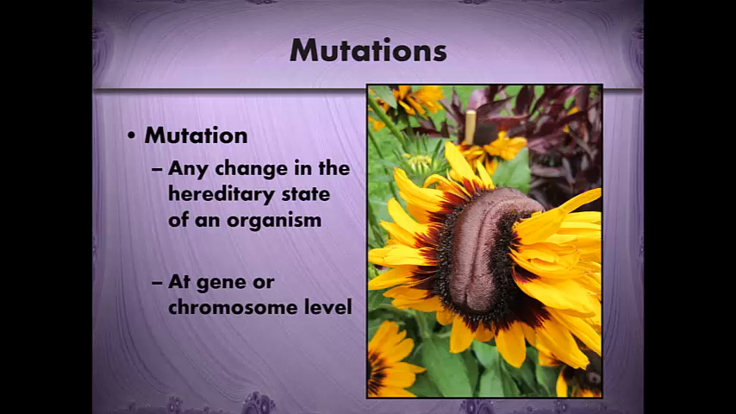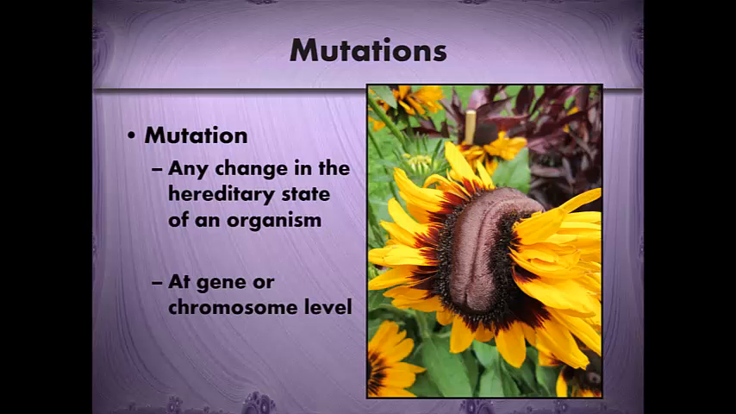And this could be at the level of a single gene or a few genes, or it could be at the chromosome level, which is a more drastic change. All chromosomes have lots of genes on them, so if you're changing at the chromosome level, you're changing a lot of genes. When we get these genetic mutations, all kinds of things can happen.